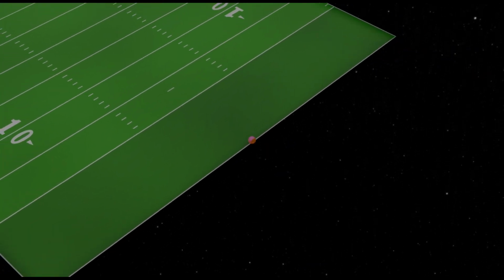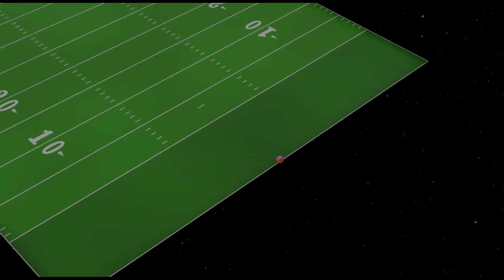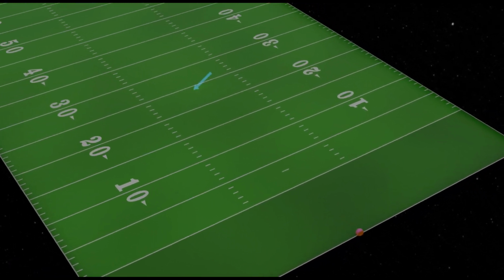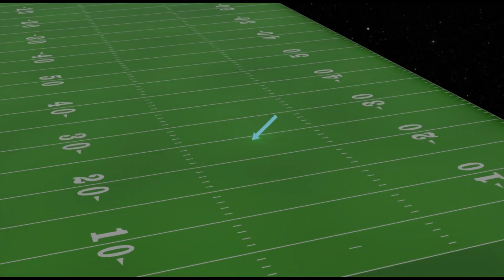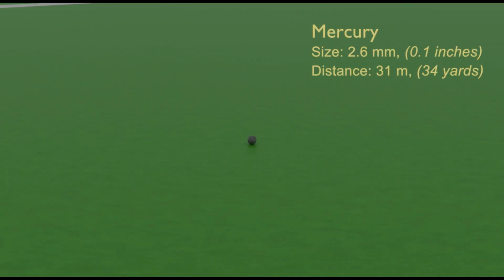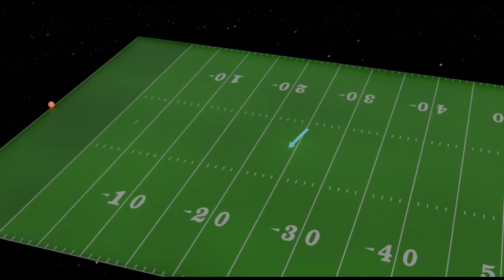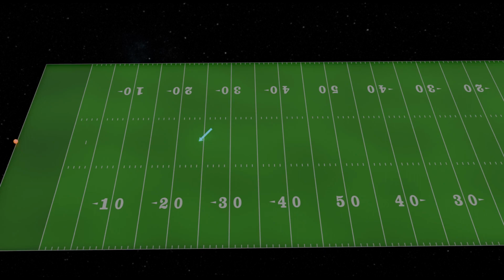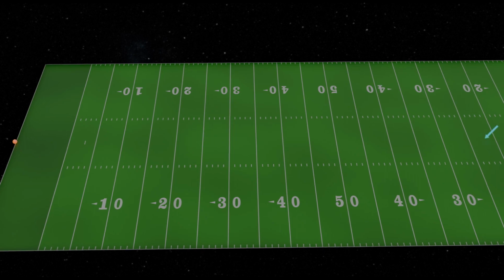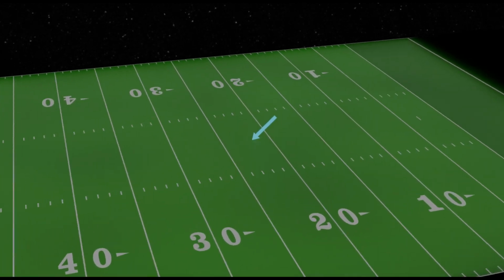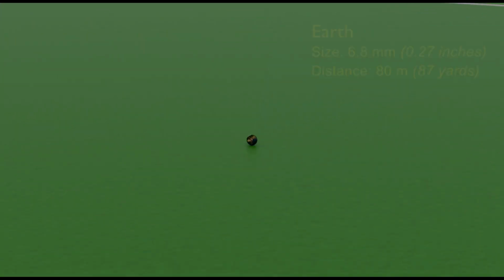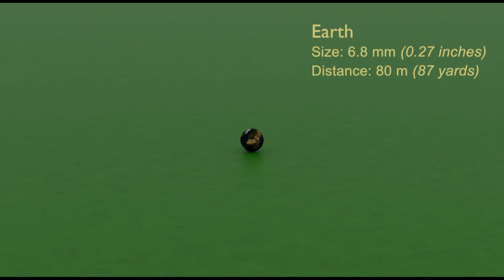If this is our scale, then Mercury will be 31 metres away, right here, and it will be 2.6 millimetres across. That's just 1/10 of an inch. That's how big it is, and how far away it is. The Earth will be 80 metres away, and it will be 6.8 millimetres across, just 1/4 of an inch.